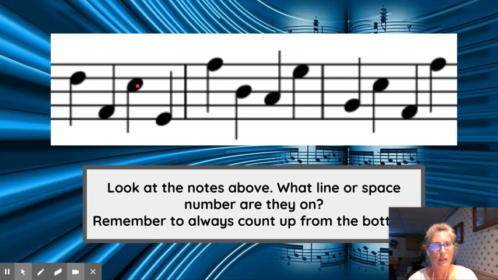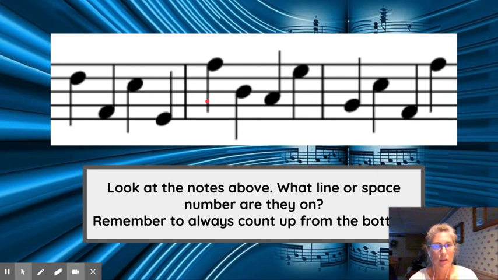So look over these notes and see if you can identify what line or space they're on. Let's have a look at this one here. Is it a line or a space? And what number of line or space is it on? If you said it's the first line, you are correct.